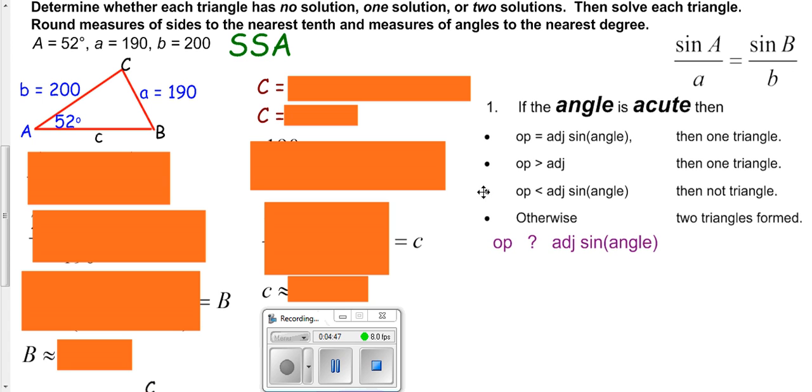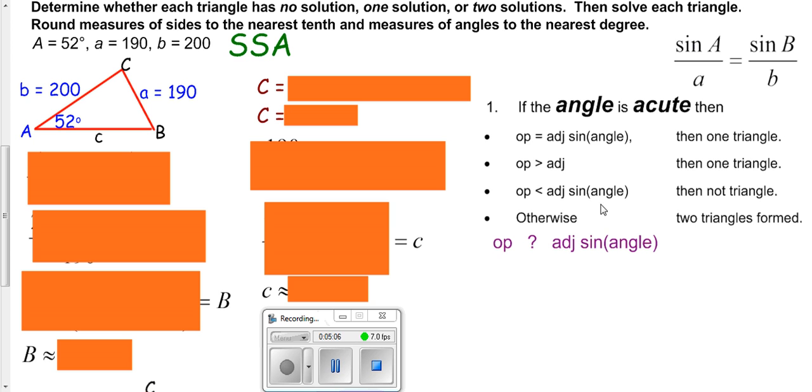So, looking at this here, the easiest one to look at is to ask, is the side opposite our angle greater than our adjacent side? Well, our opposite side is 190. It's obviously not greater than the 200. So we know it's not this one here.